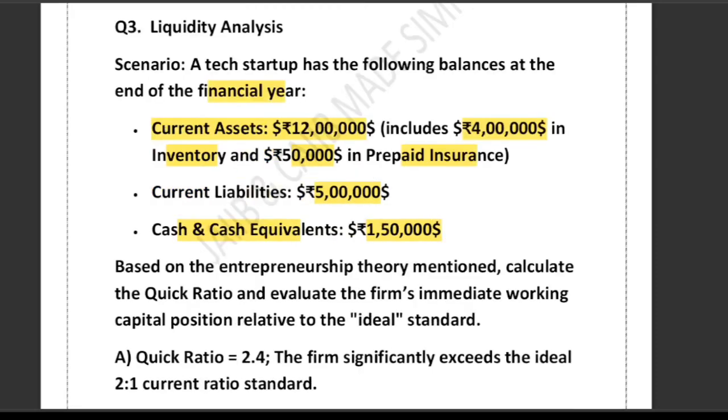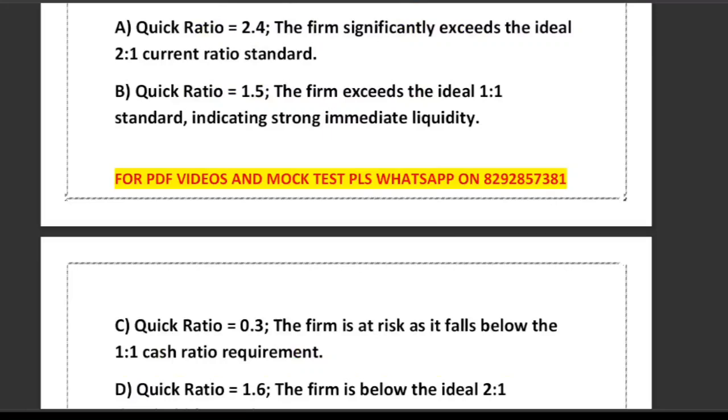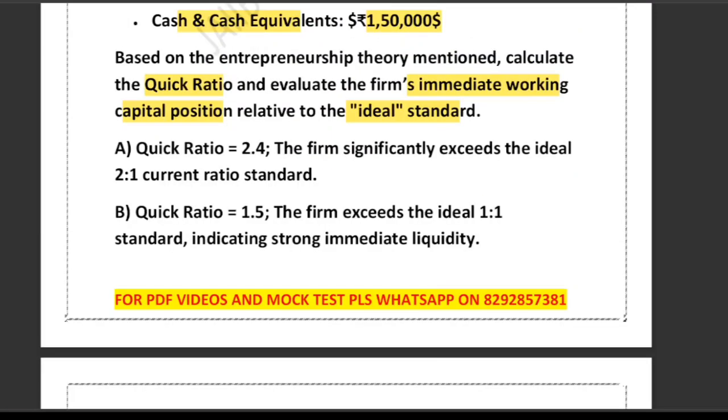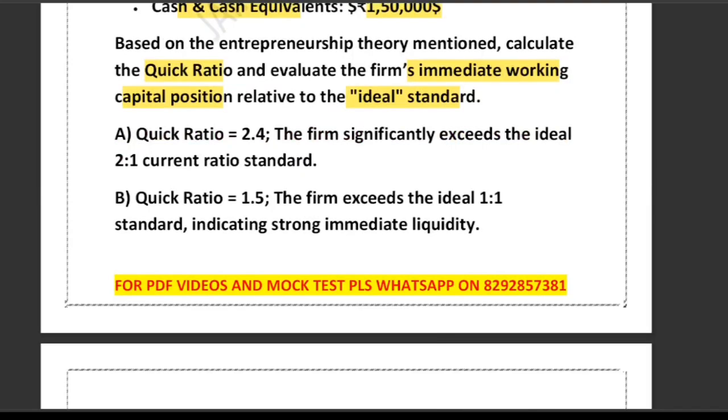So now you have to calculate the quick ratio and evaluate the firm's immediate working capital position relative to the ideal standard. 4 options they have given: quick ratio 2.4, quick ratio 1.5, quick ratio 0.3, quick ratio 1.6. And also option A says that the firm significantly exceeds the ideal 2:1 current ratio. B says that the firm exceeds the ideal 1:1 standard. C says the firm is at risk as it falls below the 1:1 cash ratio requirement. And D says that the firm is below the ideal 2:1 threshold. Very good question it is.